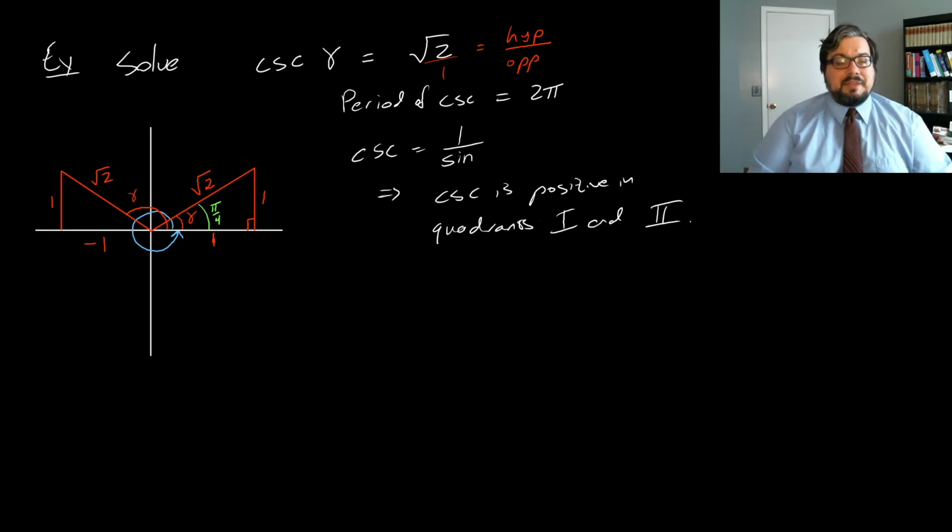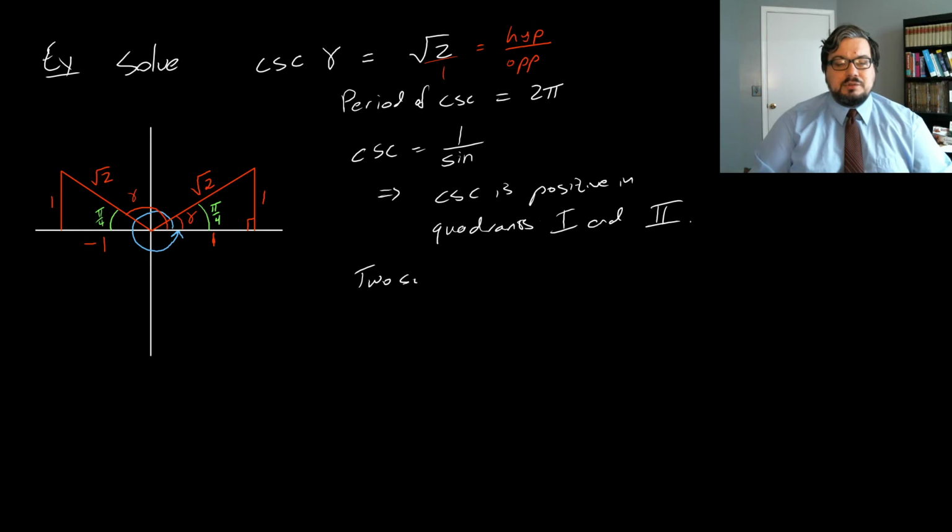So we have that pi over 4 is the reference angle for both of these triangles, because that's the angle that sits inside a 1, 1, square root of 2 triangle. And therefore, we can find two solutions.